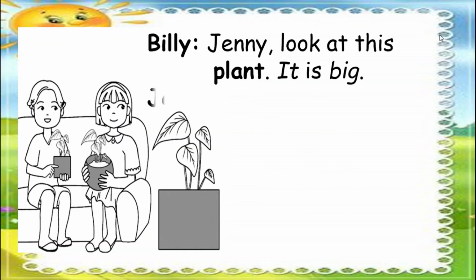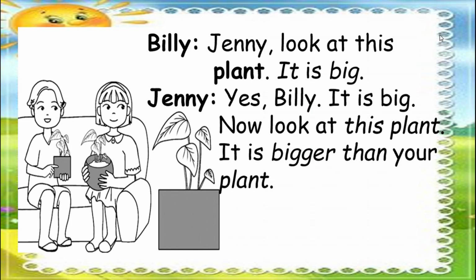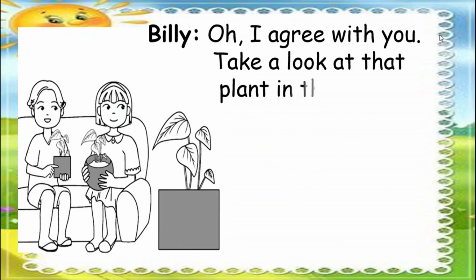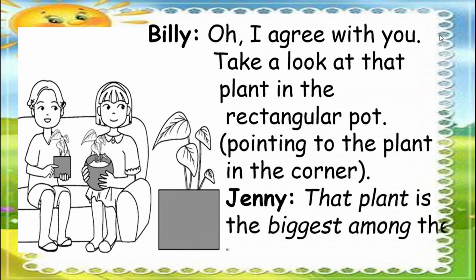Billy: Jenny, look at this plant. It is big. Jenny: Yes, Billy, it is big. Now, look at this plant. It is bigger than your plant. Billy: Oh, I agree with you. Take a look at that plant in the rectangular pot, pointing to the plant in the corner. Jenny: That plant is the biggest among the 3.